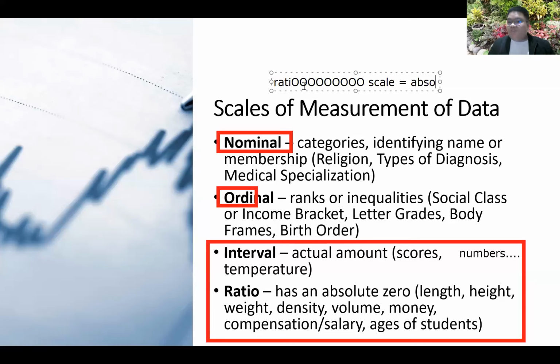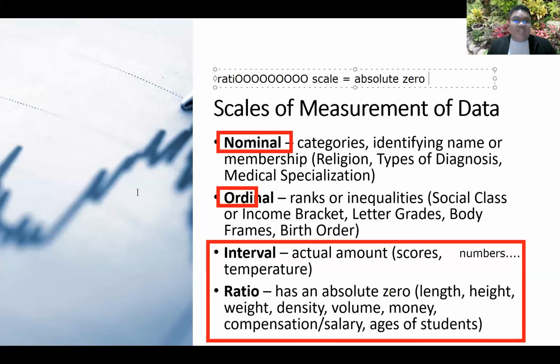class, there is what we refer to as absolute zero. Okay? Bakit ganyan po yung pagkakasulat po sa screen? Para ma-recall po ninyo na dahil ratio po siya, O po yung ending, may absolute zero po siya. Ano pong ibig sabihin natin ng absolute zero? It means that zero does not exist.